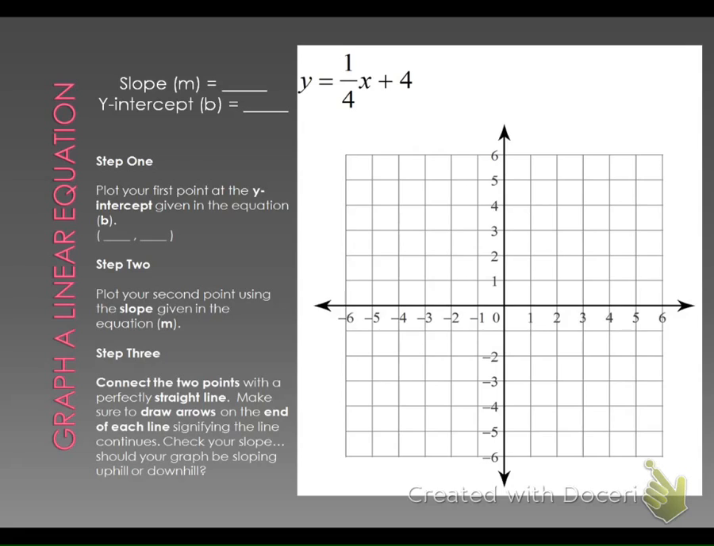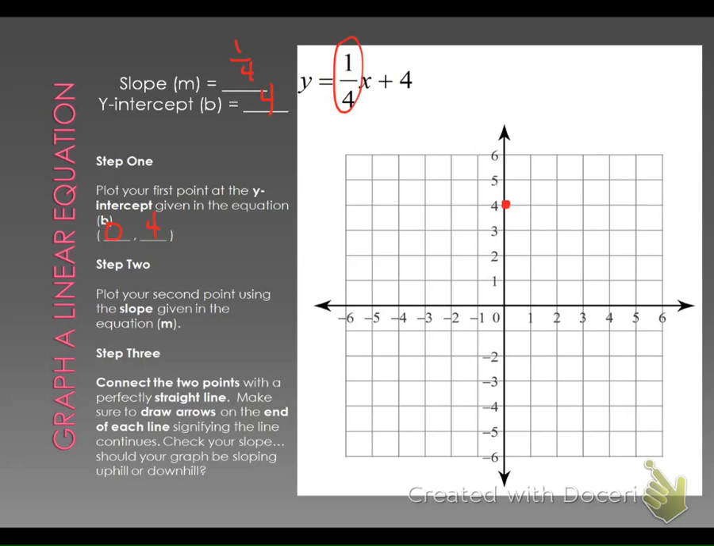So let's practice graphing linear equations. Notice this equation is in slope-intercept form. Therefore our slope is equal to 1 over 4, the value that's in front of your x, and your y-intercept, or b, comes from the b value of the 4. So step 1, we need to plot the y-intercept. Remember, the y-intercept is at 0, whatever your b value is, 4. So we find 0, 4 on our graph. It's right there.